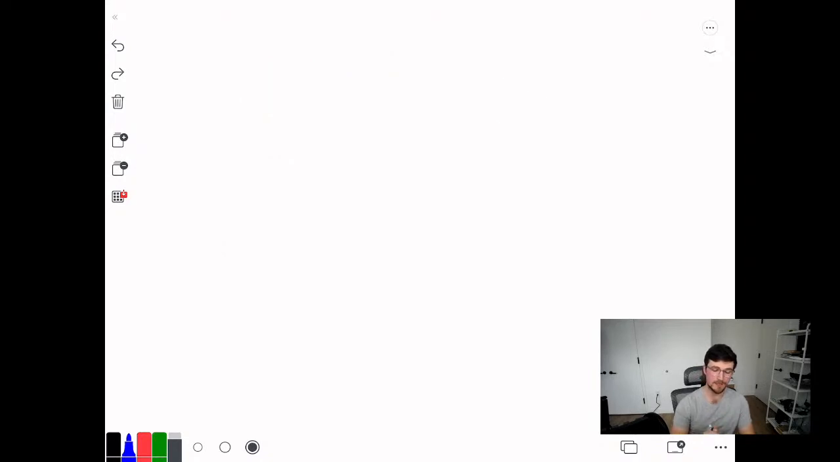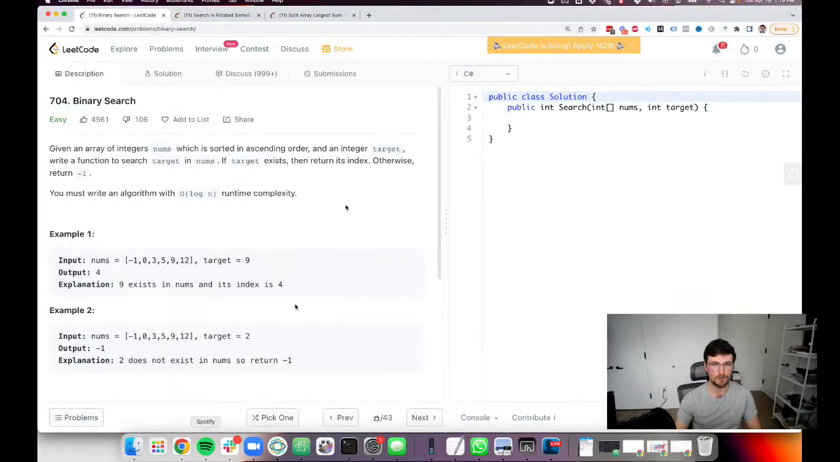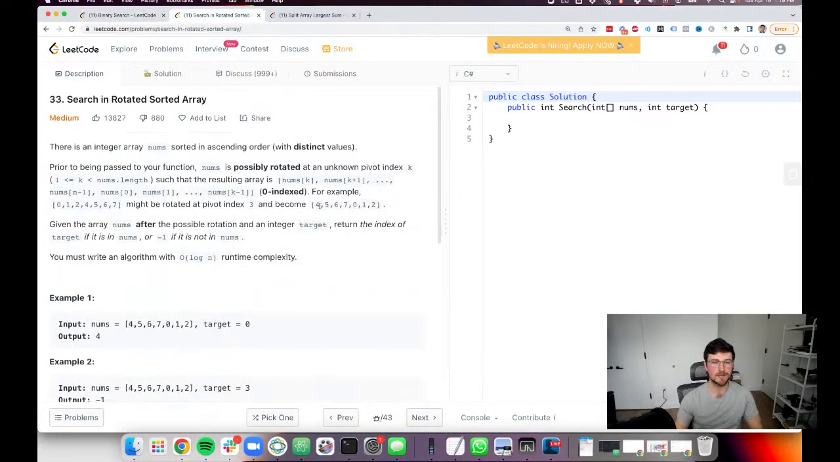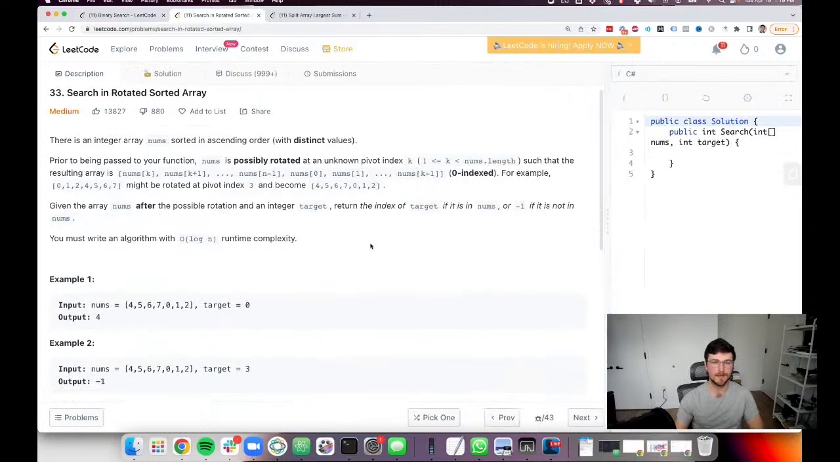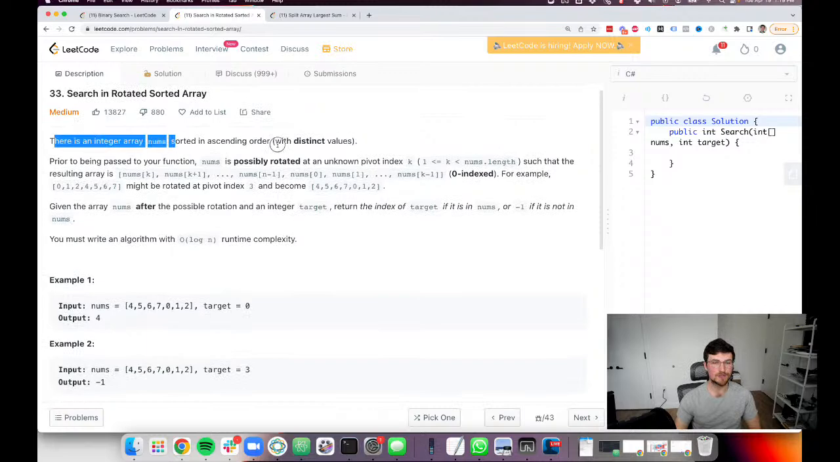But now let's consider a slightly different problem. Let's imagine that instead of having an array in sorted order, we have an array that has been rotated. And you may have seen this problem before, and before I draw this out, let me skip over to here, and let's look at this problem. So in this example, we have an array where the array is sorted in ascending order, but then it is rotated at an unknown index.